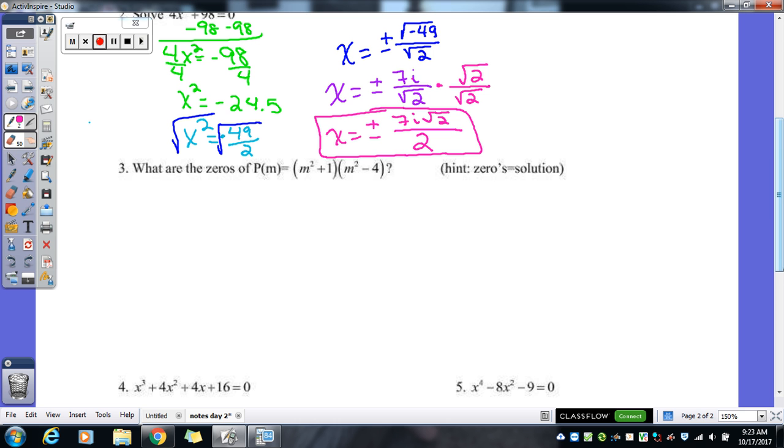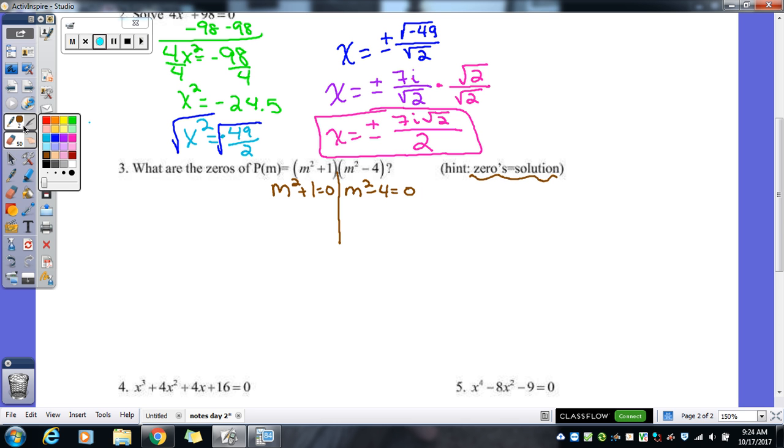They want to know what are the zeros of P of m equals m squared plus 1 times m squared minus 4. Again, your hint over here, zeros, is another way of saying what is the solution. So we're trying to find the solution here. Now they've already factored it out for you by giving you the m squared plus 1 and the m squared minus 4. So don't multiply that out because that's just going to make your life a little more difficult. Let's set both of them equal to 0. So m squared plus 1 equals 0, m squared minus 4 equals 0.